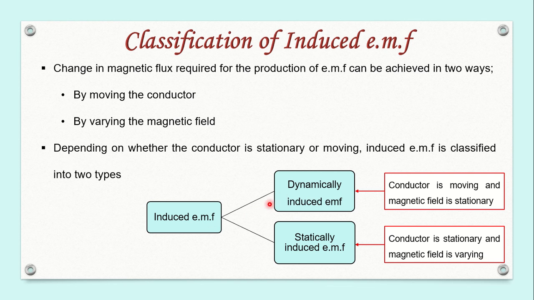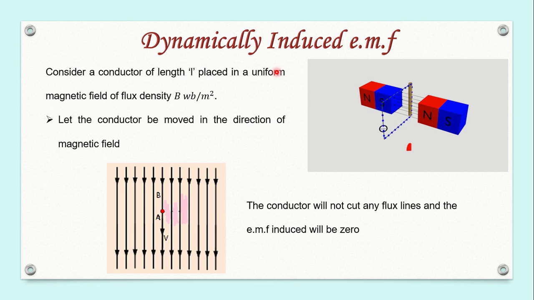So likewise, there are two types of induced EMF, dynamically induced EMF and statically induced EMF. In this lecture, we will be discussing in detail the dynamically induced EMF. For that, consider a uniform magnetic field having a flux density B Weber per meter square. See, we have the magnetic field between a pair of poles. There is a north pole and a south pole, and flux lines are passing from the north pole to the south pole.